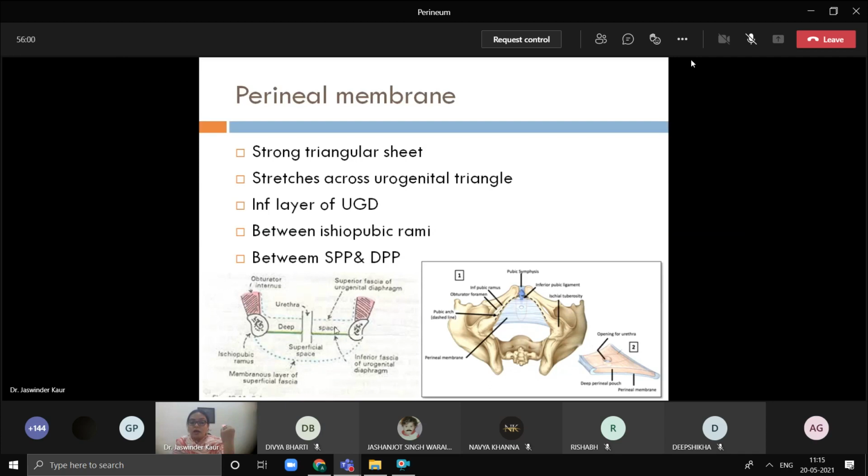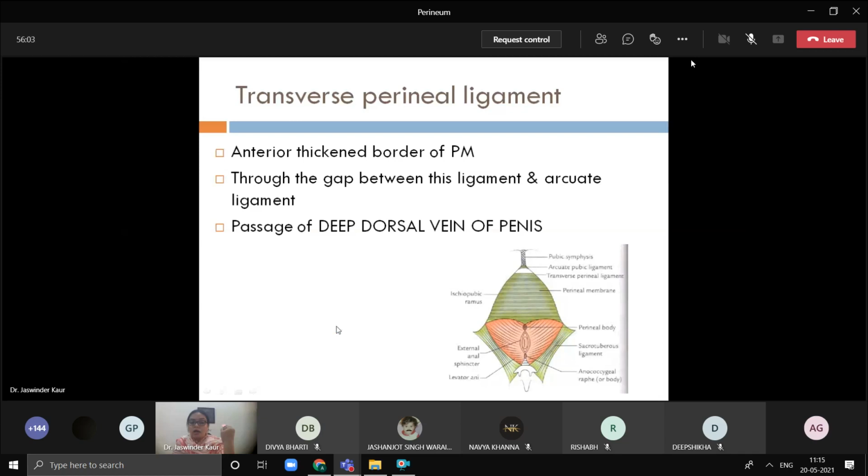Okay. The perineal membrane, it is triangular in shape. Now this is the perineal membrane. Can you see this? So it is triangular in shape. So it has apex and it has base. So base is formed by the thickened lower part of the inferior layer of the urogenital diaphragm that extends between the two ischial tuberosities, and in the center of this base is present the perineal body.